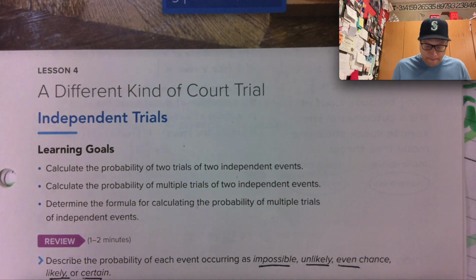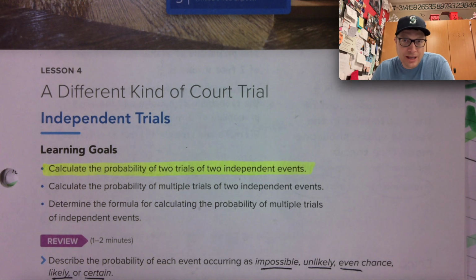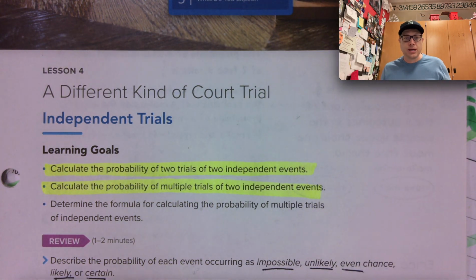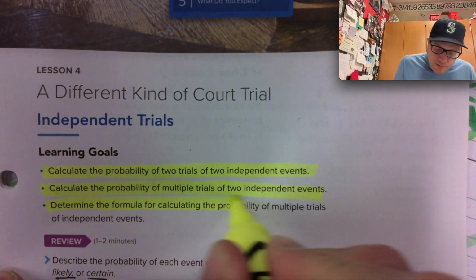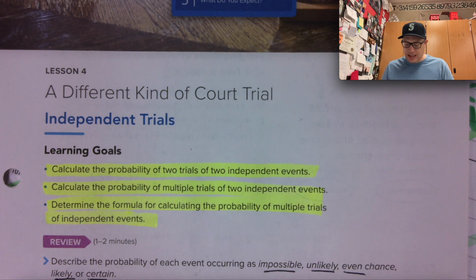of lesson 4. We're going to calculate the probability of two trials of two independent events. We're going to calculate the probability of multiple trials of two independent events. And then we're going to determine a formula for calculating the probability of multiple trials of independent events.